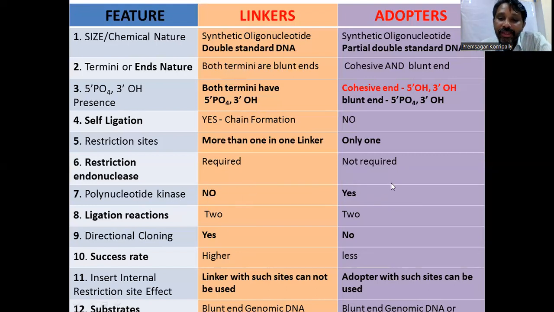So polynucleotide kinase has to be used after linking the adapters to the blunted DNA molecules, where the PNK phosphorylates the 5' OH of the cohesive end, and that 5' phosphate is then used to ligate with the vector molecule. Ligation reaction.